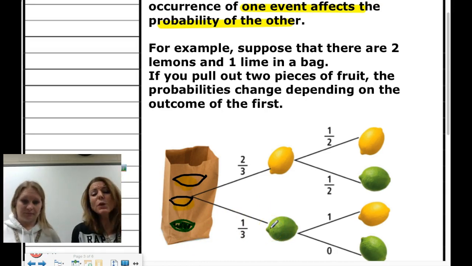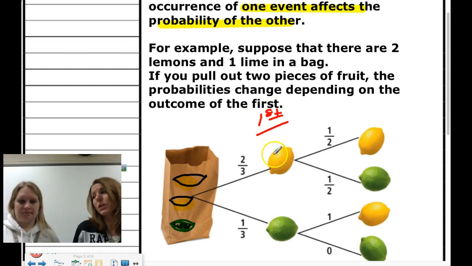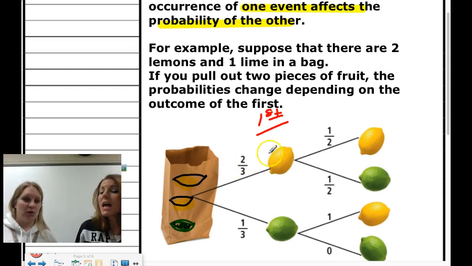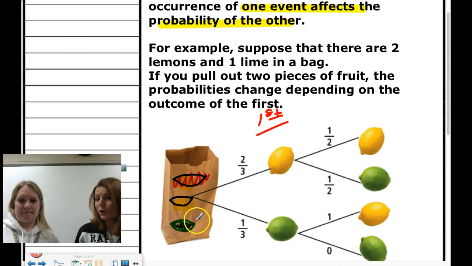Now, if we pull out a lemon on our first pull, that's a 2 out of 3 probability. Then, are we keeping it out or putting it back? Keeping it out. Okay. Then the probability of pulling another lemon is going to be 1 over 2, because if we pull one out, there's only one left, and we only have one out of 2 total options. Got it. And going down the lemon route, if we pull a lemon out first, then the probability of getting a lime is still going to be 1 out of 2. Right, so that's that route.